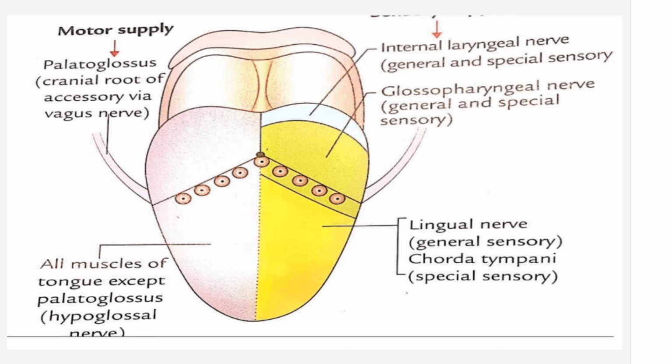Nerves carrying taste sensations from the tongue are the chorda tympani nerve, the glossopharyngeal nerve, and the internal laryngeal nerve. The chorda tympani is from the anterior two-thirds of the tongue, the glossopharyngeal from the posterior one-third of the tongue, and the internal laryngeal nerve, a branch of the superior laryngeal branch of the vagus nerve, from the posterior-most part of the tongue.